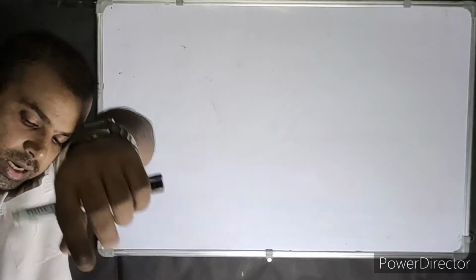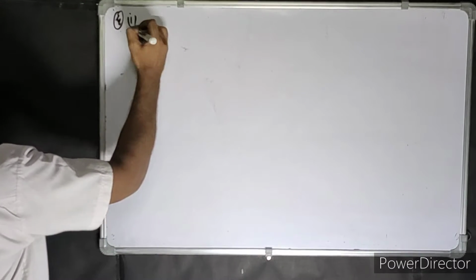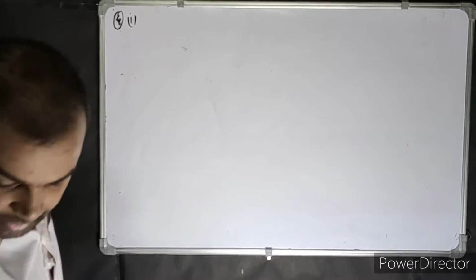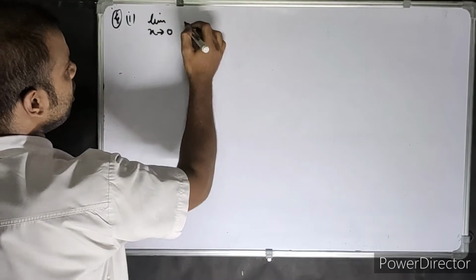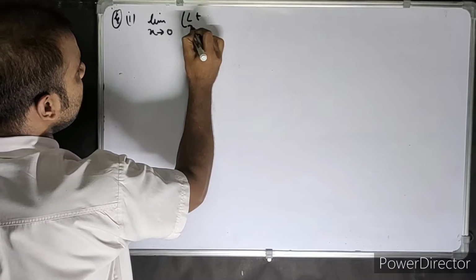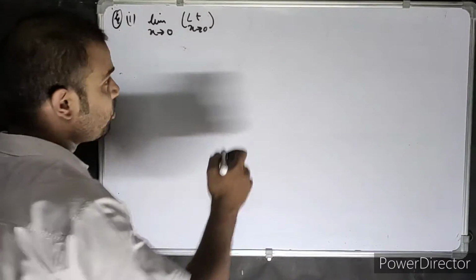Let's go on to the 4th question. Again, the 4th question is also an easy one. 4 part 1, the question is given as limit x tends to 0. You can also write it as LT like that. Whatever, you can write this, you can write that, but don't write both. Don't be that stupid.